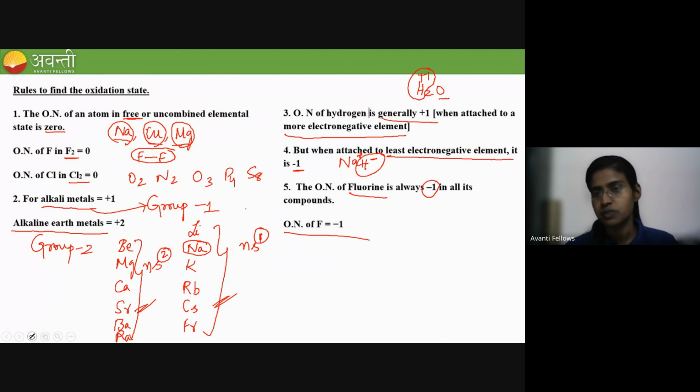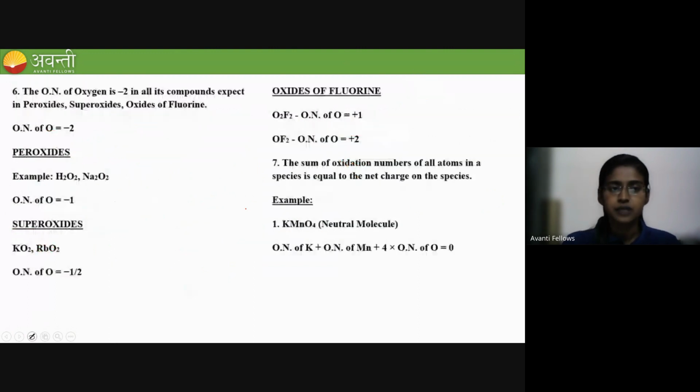Okay. Now next we will go into the oxygen story. The oxidation number of oxygen is -2 in most of its compounds, except in peroxide, superoxide, and oxides of fluorine. Generally, it is taking -2. But in case of peroxides, H2O2, hydrogen peroxide, sodium peroxide, in all these peroxides, the oxidation state of oxygen is -1. Suppose, let me draw the structure here, okay?